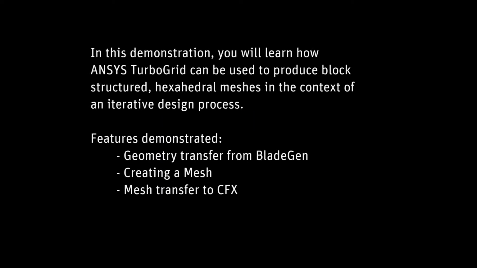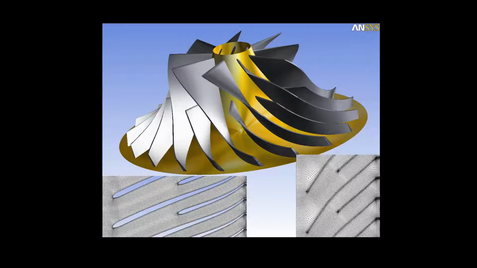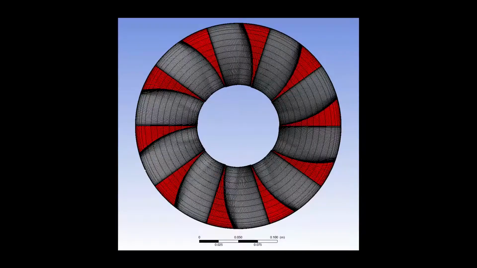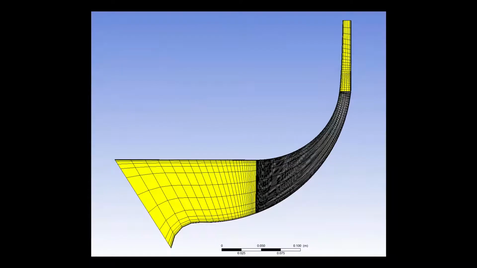In this demonstration, you will learn how ANSYS TurboGrid can be used to produce block-structured hexahedral meshes in the context of an iterative design process. Along the way, I'll demonstrate how to transfer geometry from BladeGen, how to create a mesh, and how to transfer the mesh to CFX. TurboGrid is a powerful tool that enables designers and analysts of rotating machinery to create meshes that accurately represent geometrical models.